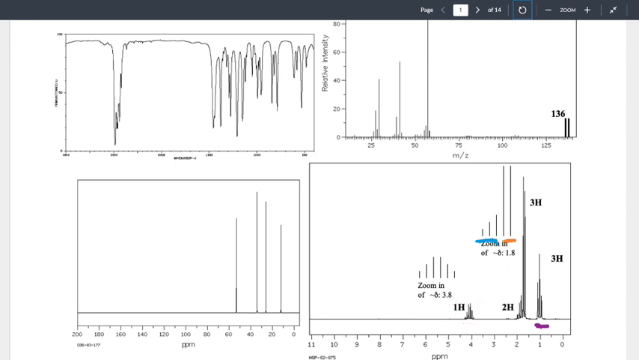Let's move to the next easiest one, still challenging, or slightly more challenging. Let's look at the purple one. How many peaks? What's that? 3, okay. Fine.